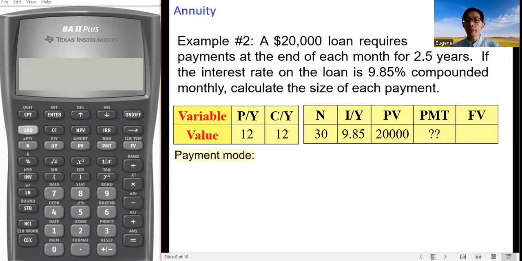And then FV, the future value or the maturity value. You must settle the loan in 2.5 years. So the outstanding balance of the loan, which is FV, is 0 by the end of the 2.5 years period. The payment mode. The payments are made at the end of every month. So the payment mode is end.